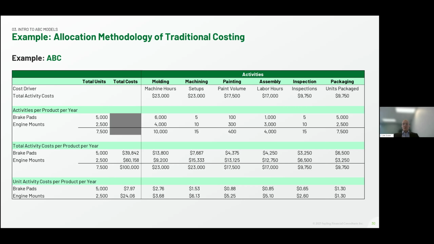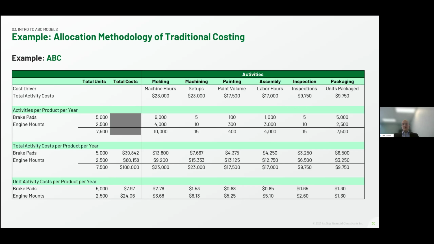Going back to the prior example, again, this auto parts manufacturer has two products, being brake pads and engine mounts. In this case, each of these products has different amounts of cost drivers for each activity. So for example, under molding, you see 6,000 machine hours for brake pads and 4,000 for engine mounts. So using these activities per product, we can then allocate the activity cost. Using that example of the molding, 60% of the cost for molding would be allocated to brake pads and 40% to engine mounts. Similarly, 5 out of 15, or around 33% of machining costs would be allocated to brake pads and around 66% to engine mounts.